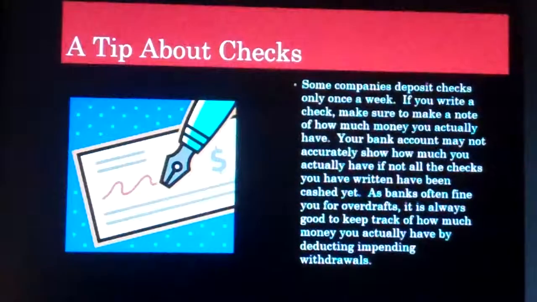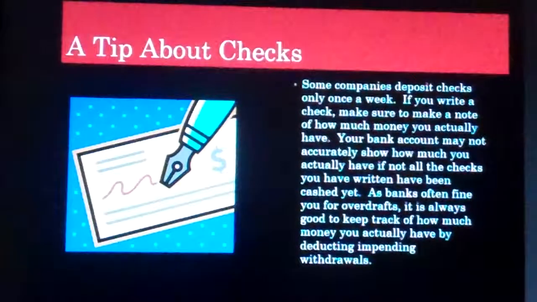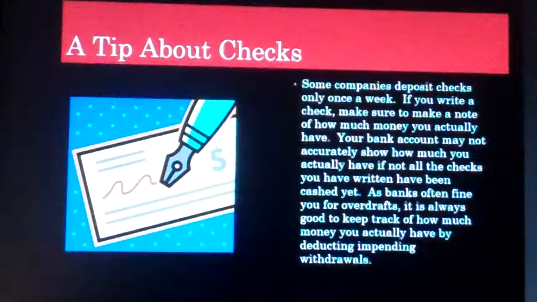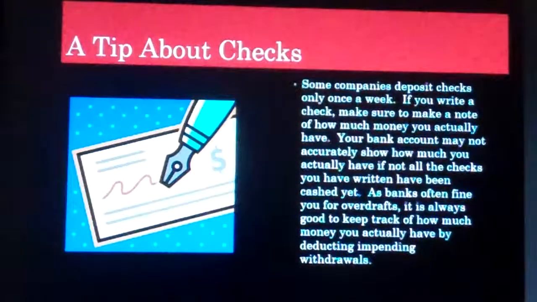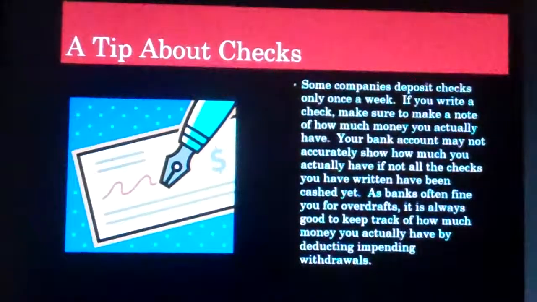A tip about checks. Some companies deposit checks only once a week. If you write a check, make sure to make a note of how much money you actually have in your account. Your bank account may not accurately show how much you actually have if not all the checks you have written have been cashed yet. As banks often fine you for overdrafts, it is always good to keep track of how much money you actually have by deducting impending withdrawals.